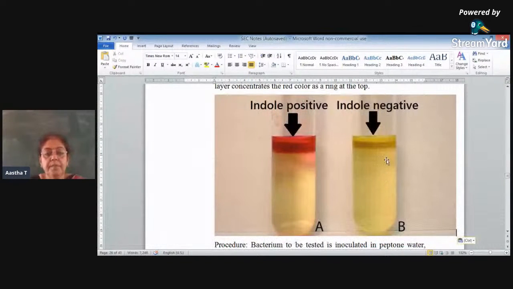So can you see? This is indole test. So you see this red colored ring.